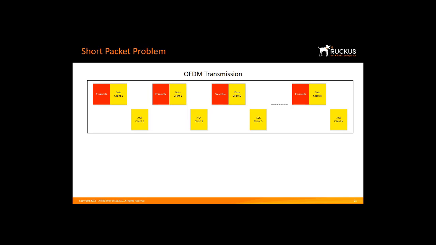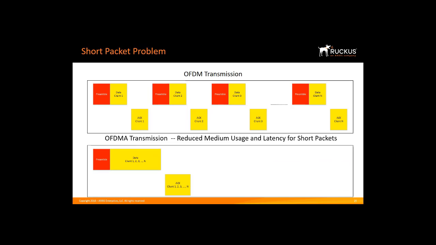This means I'm using the medium in a very inefficient way, like 3 trips to carry 3 boxes in the truck analogy versus using 1 truck. I can avoid all this overhead by putting all the boxes together. If I'm serving 20 cell phone clients and I break my spectrum into 20 different chunks or resource units and pack them all together in 1 frame and send them to 20 different clients, this is much more efficient, which is what the bottom graph is showing. This reduces the medium usage and latency for short packets.